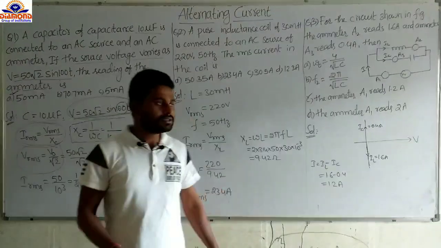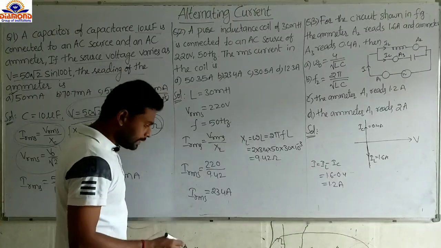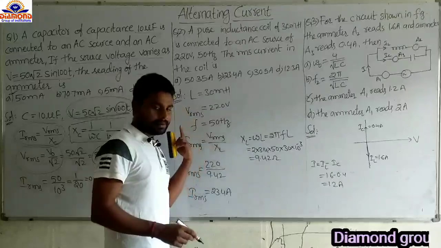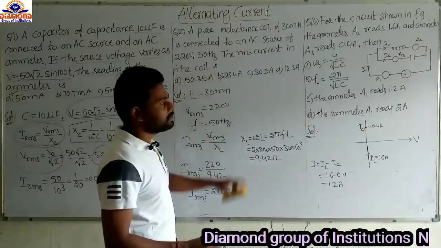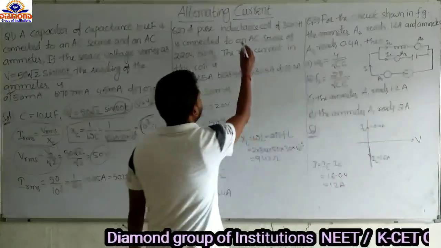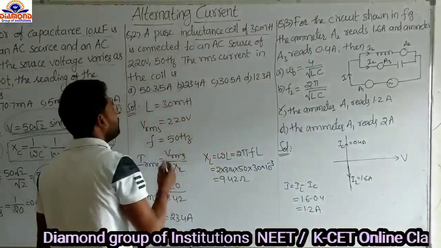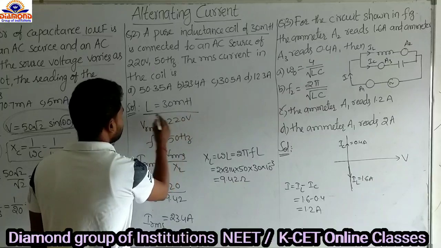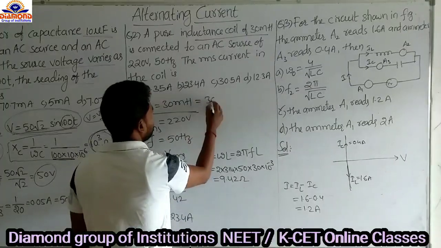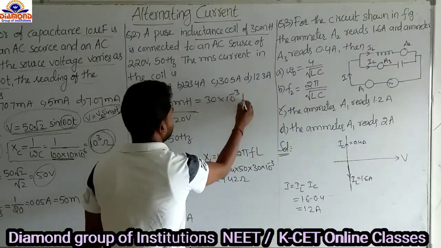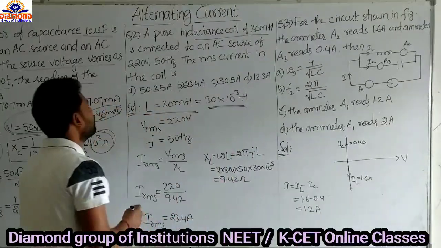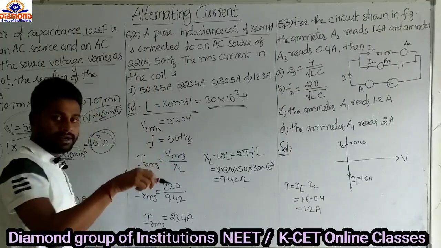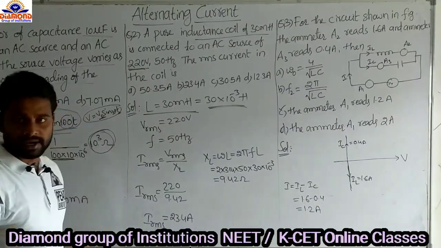Now let's see the second question. The first question was based on the capacitor and the next question is based on the inductance. A pure inductance coil of 30 millihenry. The unit of inductance is Henry, so L equal to 30 millihenry, which is 30 into 10 power minus 3 Henry. This is given, and it is connected to an AC source of 20 volt. If they give an AC source voltage, that is nothing but the VRMS.